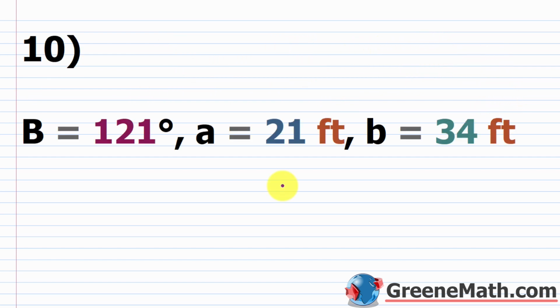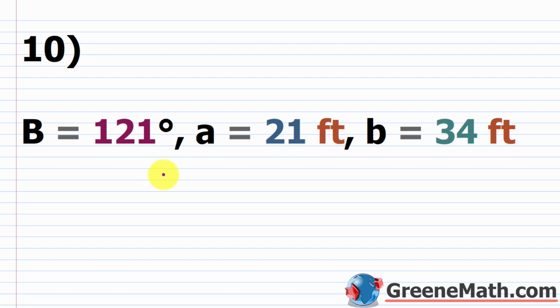All right, for problem number 10, here we have the measure of angle B is 121 degrees. We have the length of side A, that's going to be 21 feet. And then the length of side B, that's going to be 34 feet. In this case, we have an obtuse angle, so you either have one triangle or no triangle. This guy right here is going to be your largest angle, so the side opposite, which is this B guy here, needs to be the longest side. Is this length of 34 feet greater than this length of 21 feet? Yes, it is. So that means we have one triangle.